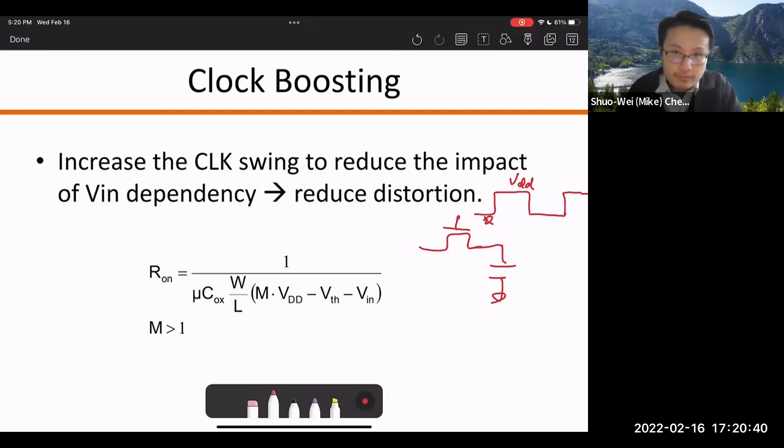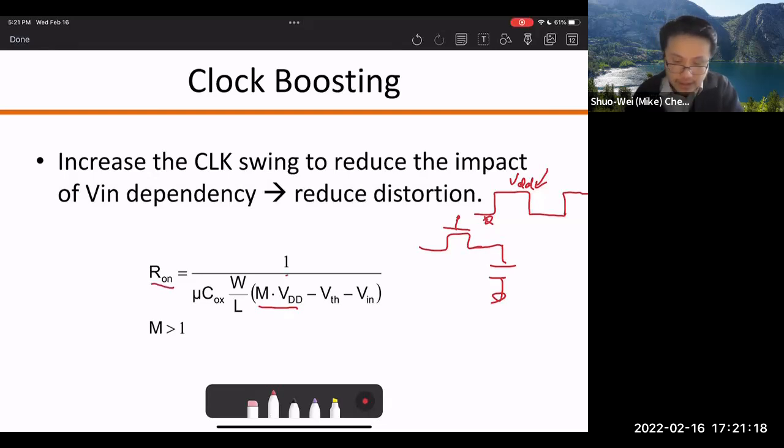And what if we increase the clock swing? So instead of VDD, we increase that to M times VDD. We actually multiply up, so we make a higher VDD. If I make the clock swing higher, then in the case of a MOS sampling switch, the gate voltage in the tracking mode will be higher. What is the impact to the on resistance?